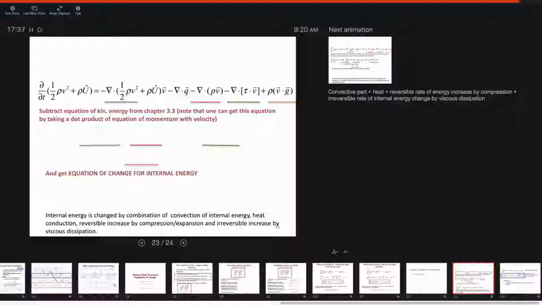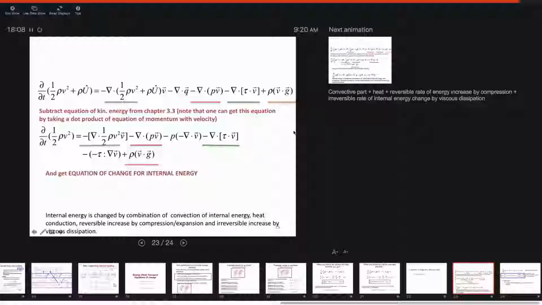Now, one thing that I could do is we already had the equation of change for internal energy that we worked through while working through chapter 7. And that one basically just involved 1/2 rho v squared over there. So if we subtract the two, we can actually get the equation of change for internal energy only. This is just for you to have as a reference. So this is the equation of change for internal energy that we had previously.